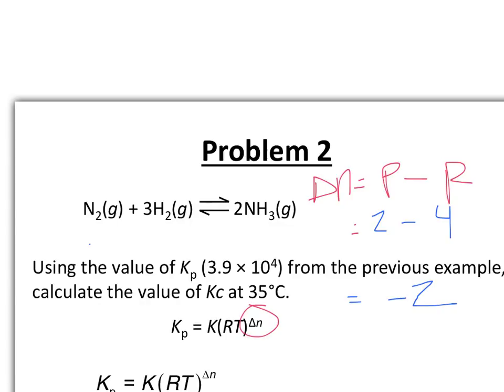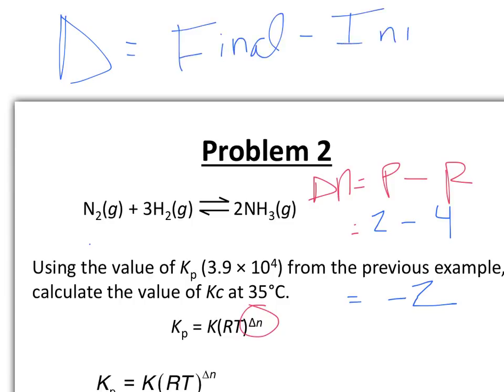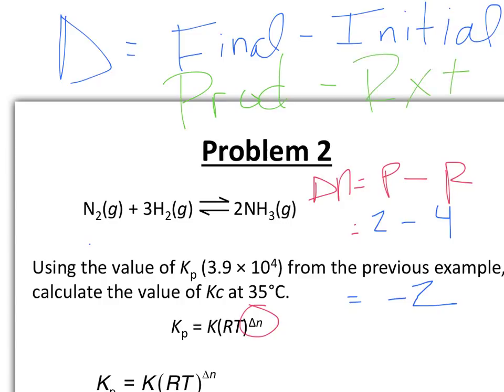Okay, why is it not? What does delta mean? That's a great question. All right, give me something else. Final minus initial. Okay, in a reaction, what is the final thing? The products. And I'm glad you said that. And what is the initial thing? Your reactants. So it is products minus reactants.